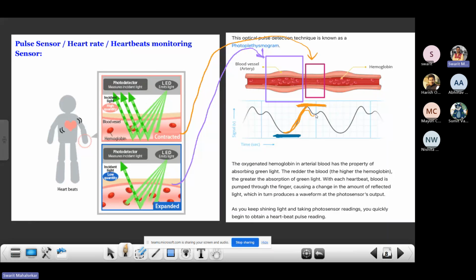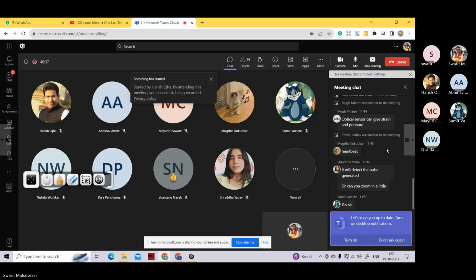We don't need to focus on why exactly this is happening. That is not a part of our interest. I hope this is clear to you all. Can someone acknowledge? Shall I proceed further? Yes, sir. Okay, okay.